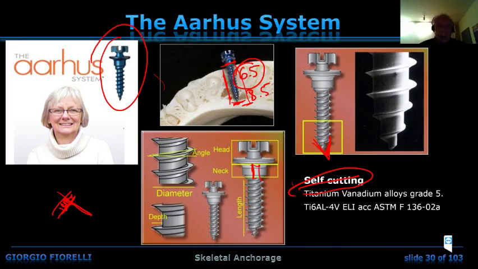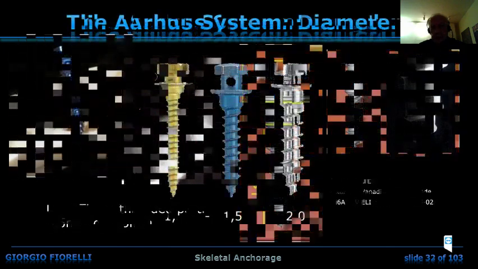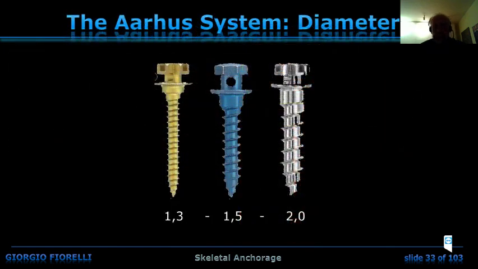The diameter comes in 3 different dimensions, and let me see if I find the one with all the numbers. So here is the length. Yeah, here is the diameter, and usually I'm only using this intermediate one. The 1.5, actually I think it is 1.6. I'm not sure, but anyway, it is the middle one.